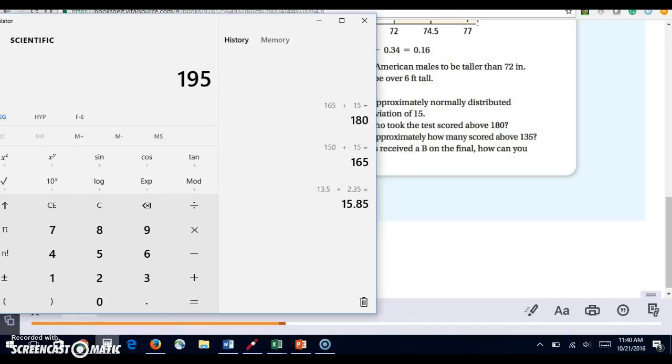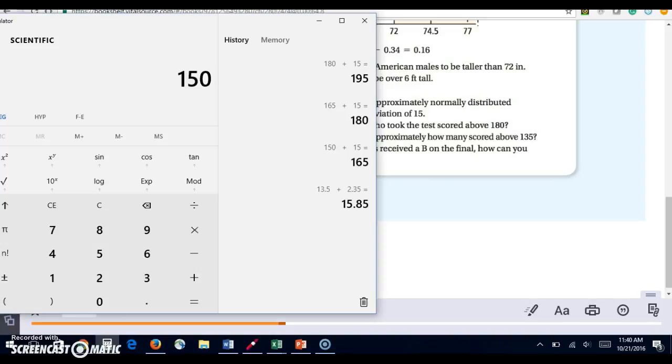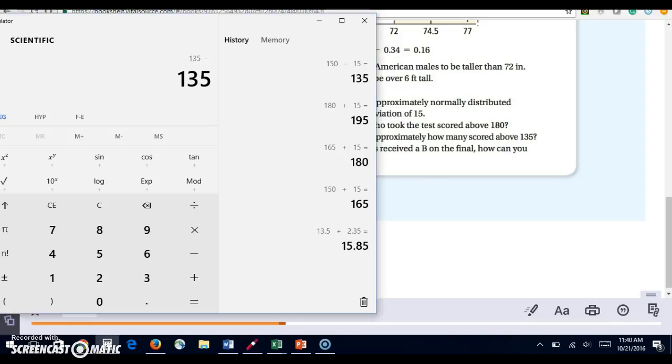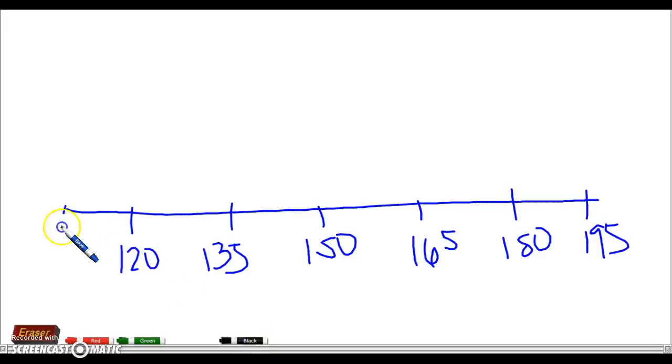And 180 plus 15 is 195. Okay, so now I'm going to subtract instead this time. So 150 minus 15 is 135. 135 minus 15 is 120. And I'm sorry, I'm going to not do it for this one. 120 minus 15 is 105.